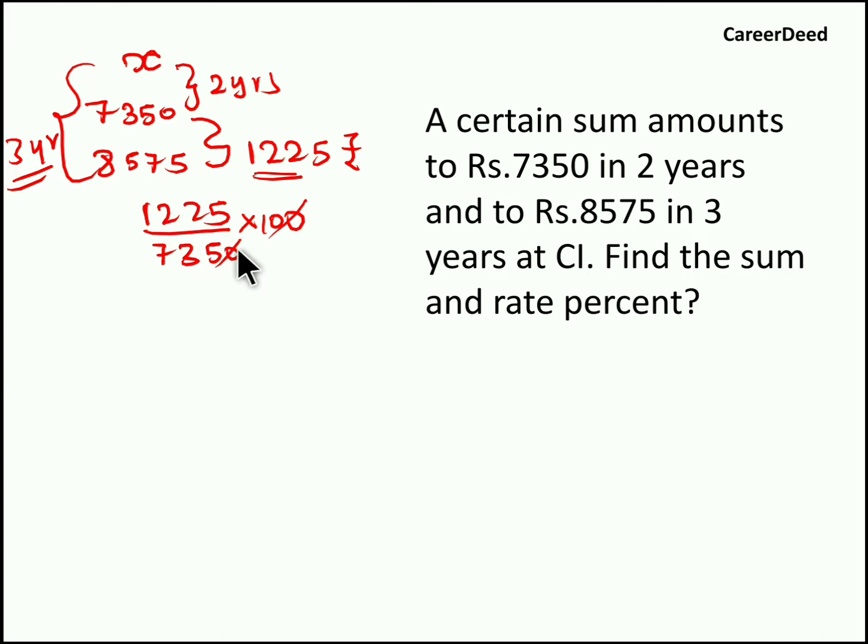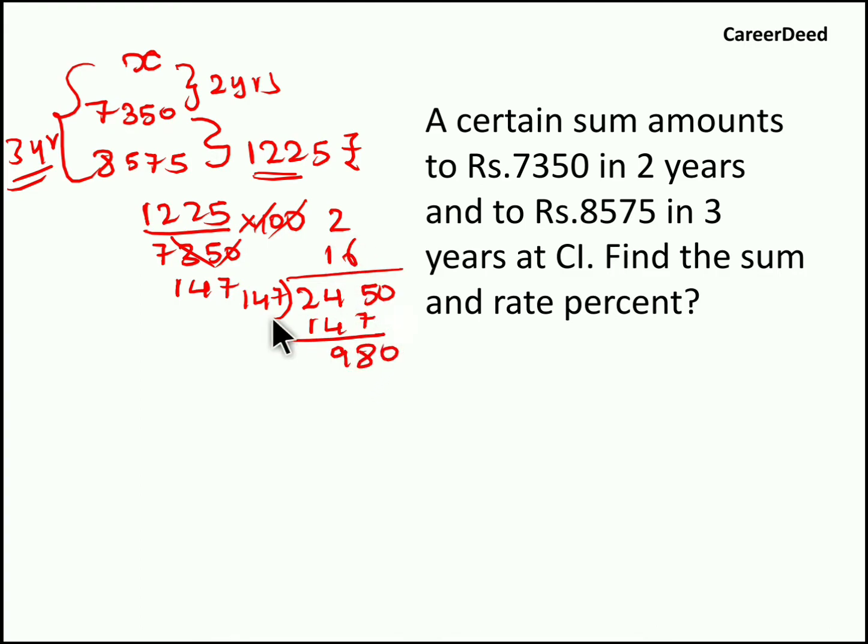0 0 cancel. In fifth table 2 times, in fifth table 147 times. So 1225 into 2 you get 2450. I mean 2450 by 147. So it's 1 times 147, 6 times, 6 into 147 you get 882. So remainder you have 98. So we can simply say it is 16 into 98 by 147. Just write this value in mixed fraction. So when you cancel this 98 and 147 by 49th table, you get 16 into 2 by 3.